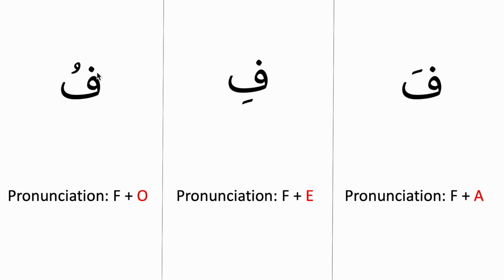Lastly, if you add dhamma to the F on the top of the F, which looks like O, you pronounce it as, you remember our rules, the pronunciation of the letter which is F plus O. So fo.